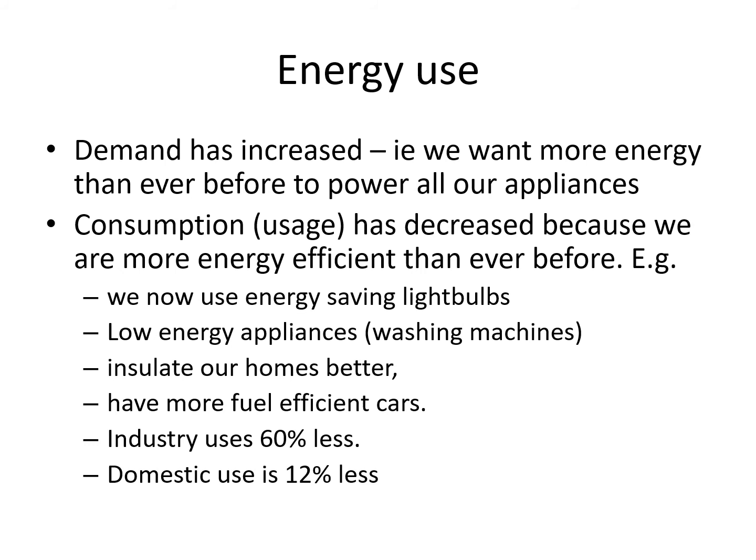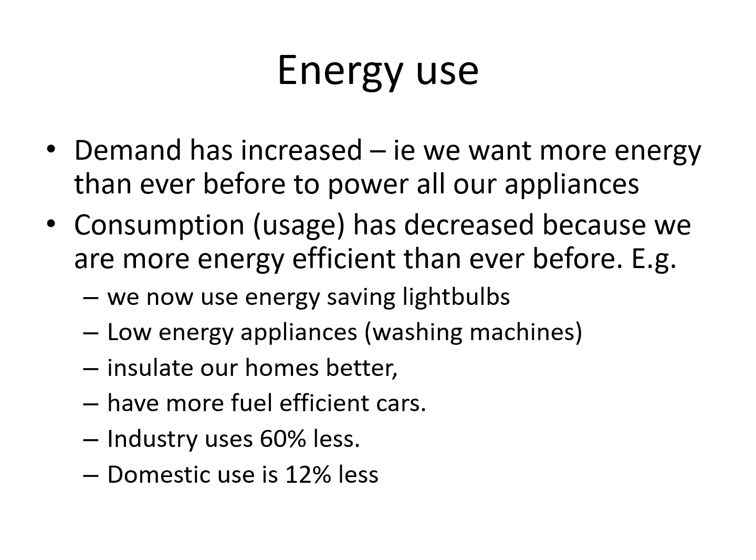Those are some examples of how, like I've said, we now use energy-saving light bulbs. We use low-energy appliances. We insulate our homes better as well, which means that we don't lose as much warmth from them. So therefore, we don't need to have the heating on so much. Even our cars have become more fuel efficient. I remember when I was learning to drive, my car would get about 25 miles to a gallon of petrol.